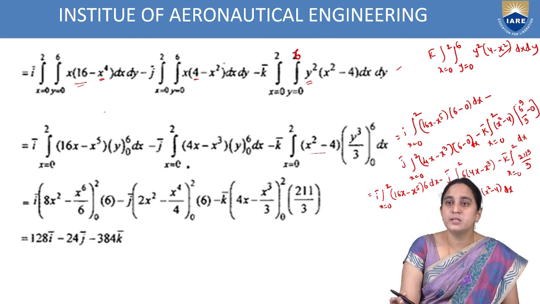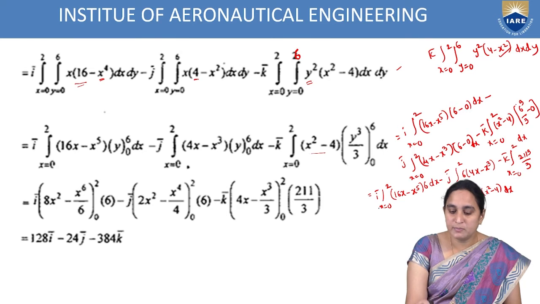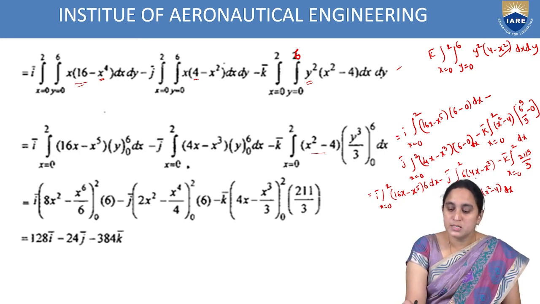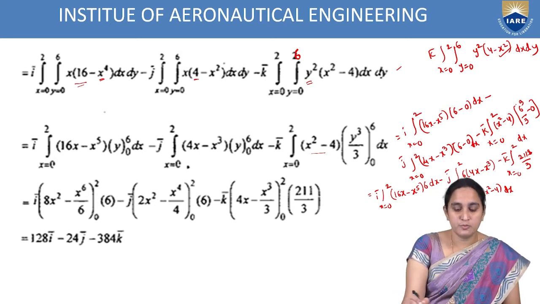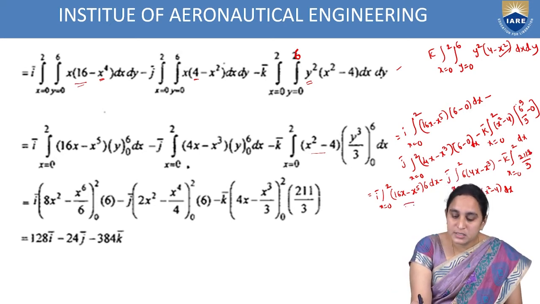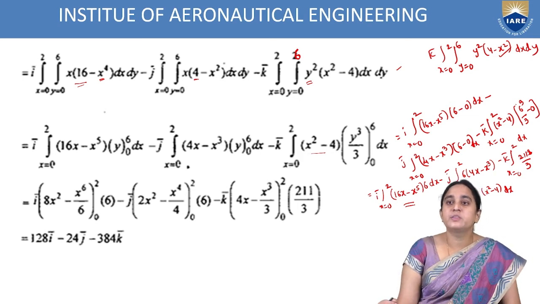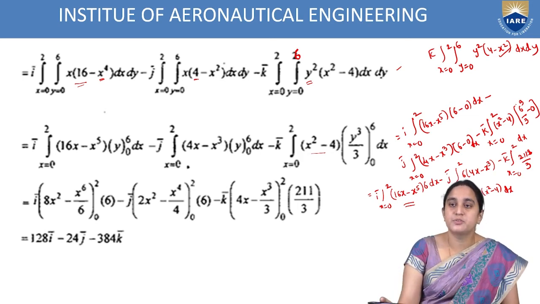After substituting the limit points of y, it will be converted to I bar into the integral x from 0 to 2, 16x minus x power 5 into 6 dx, minus j bar into x from 0 to 2, 6 into 4x minus x cube, minus k bar into the integration of x from 0 to 2, 216 by 3 into x square minus 4 dx. After this, now integrate with respect to x. After substituting the y limits and simplification, now integrate with respect to x.